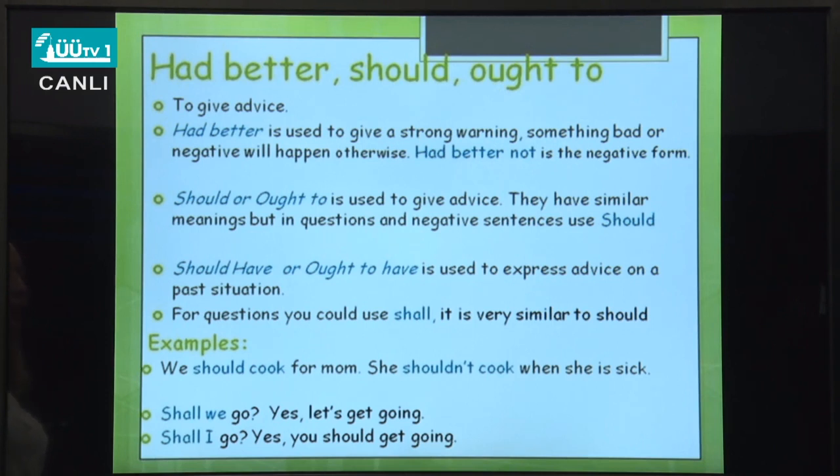We use should have or ought to express advice on a past situation. For questions, you could use shall. It is similar to should. So, we should cook for mom. She shouldn't cook when she is sick. Shall we go? Yes. Let's get going. Shall I go? Yes. You should get going. So, we can use shall in questions too.